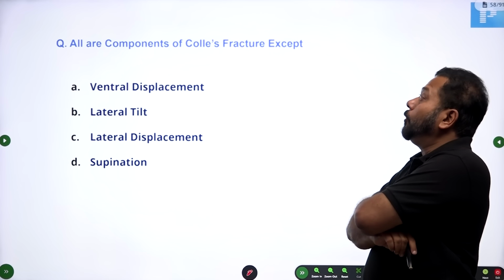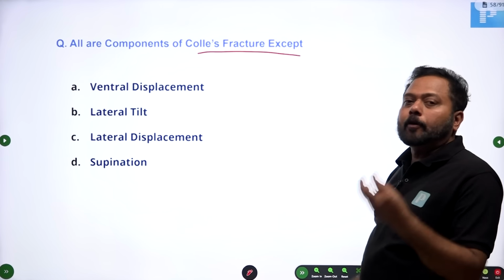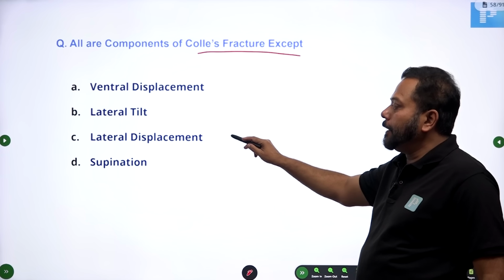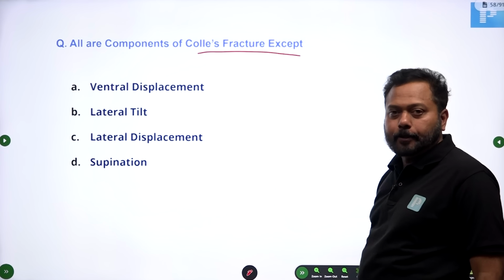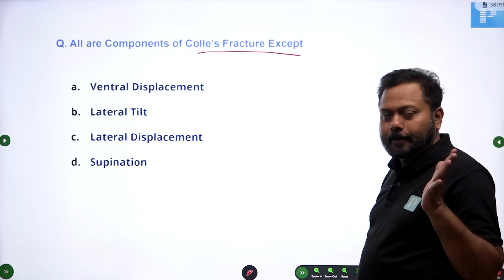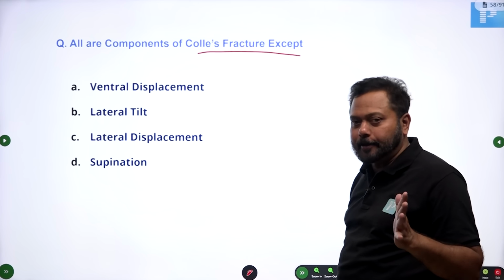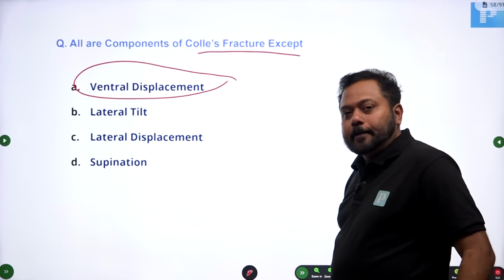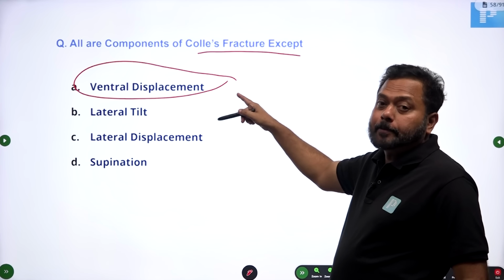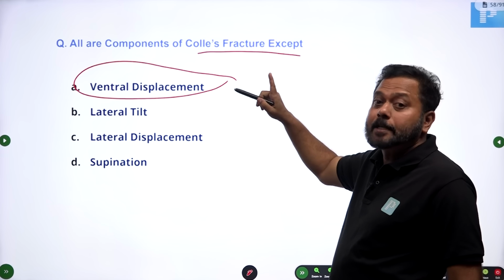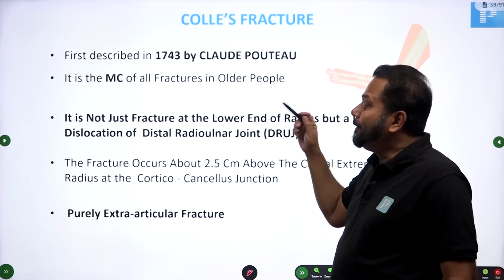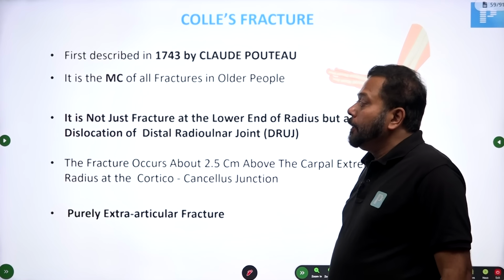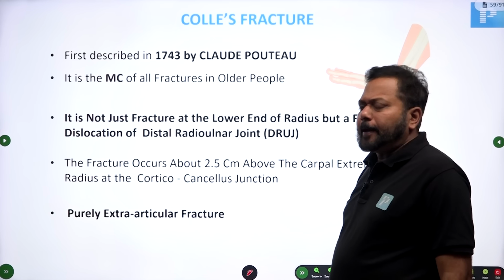All are components of Colles fracture except: straightforward cake-like question. Ventral displacement, lateral displacement, lateral tilt, lateral displacement, supination. Obviously, all of you would have guessed and answered correctly: ventral displacement. When it becomes ventral displacement, it is not called Colles, that is called Smith, reverse Colles. First described in 1814 by Claude Pouteau. That's why it is otherwise called Pouteau's fracture.